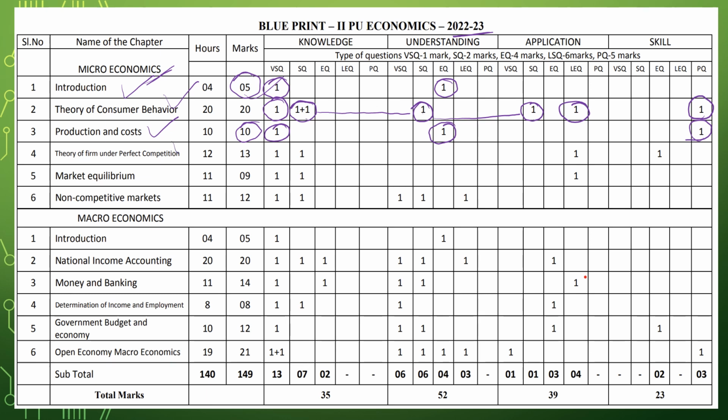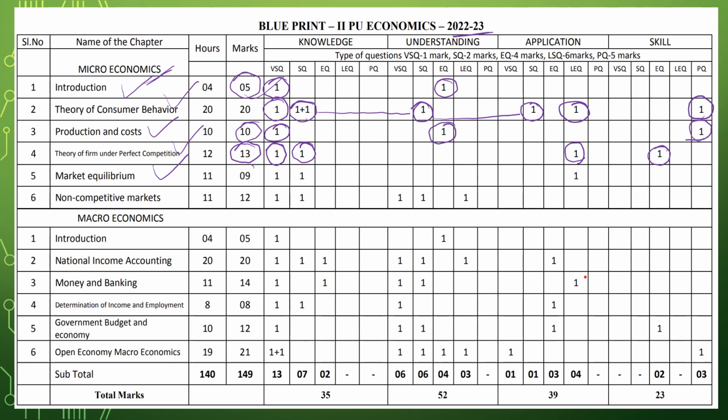And if we consider theory of firm under perfect competition, the marks allotted is 13. And from this chapter, one 1-mark question will be asked and one 2-mark question and one 6-mark question and one 4-mark question will be asked. The 6-mark question is under application and the 4-mark question is under skill based. Okay. Then come to market equilibrium.